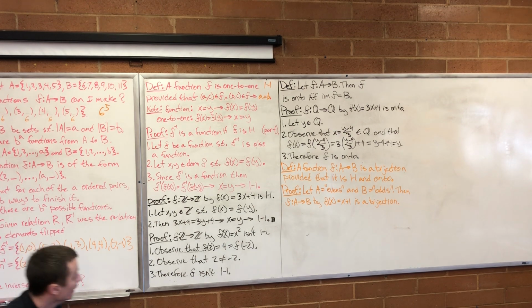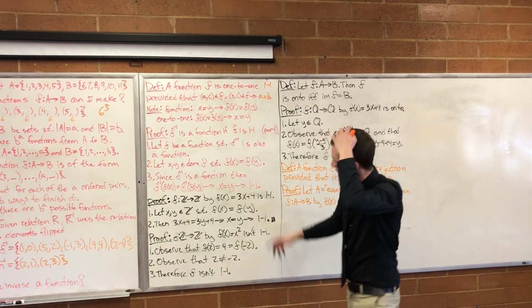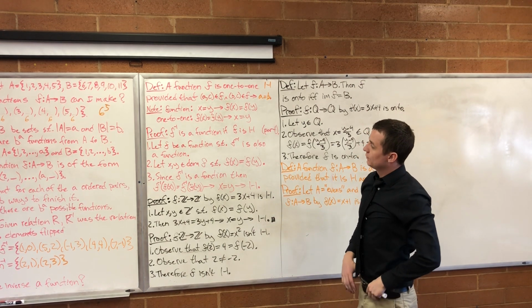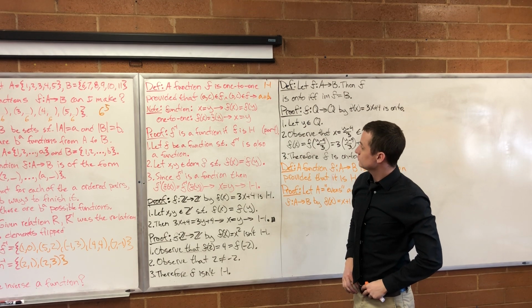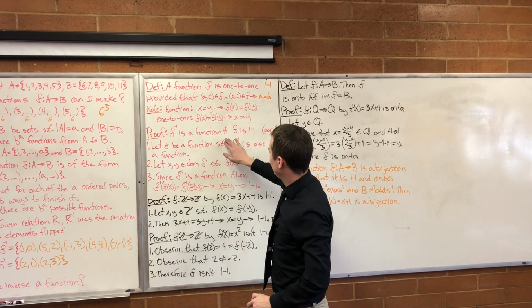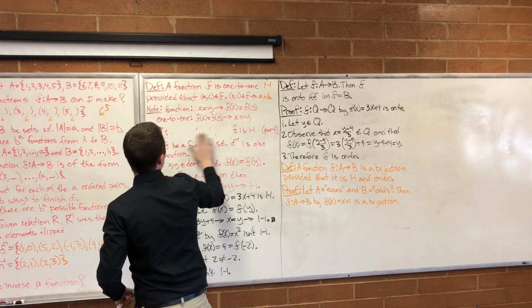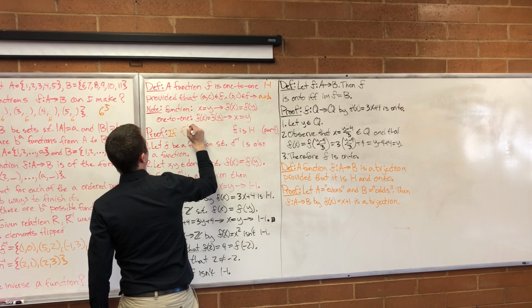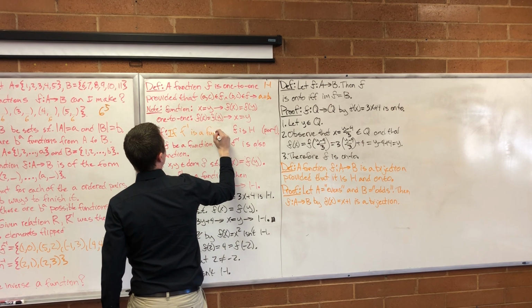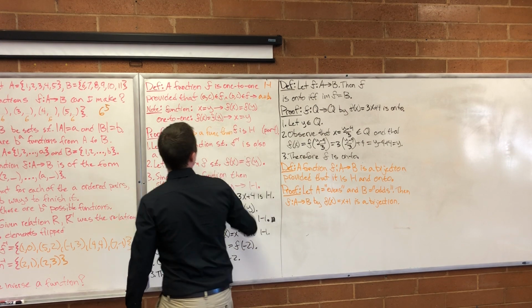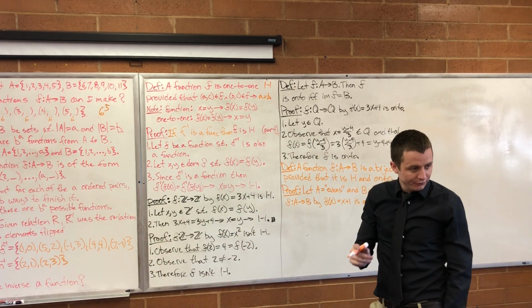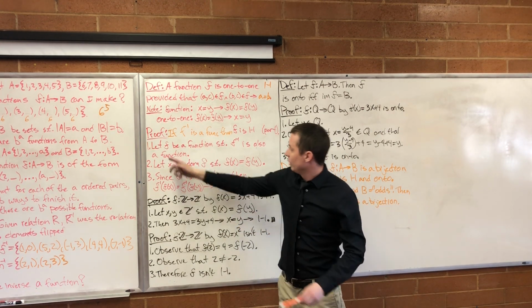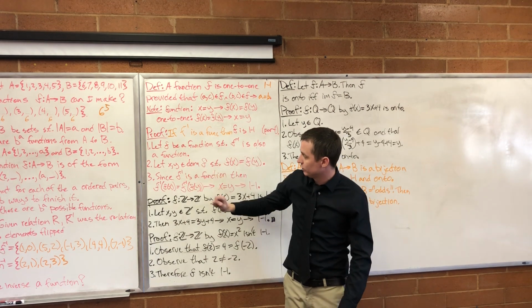Make sense? So now you've had some experience with it, let's come back and look at this one more time and make sure it makes sense. Here's what this one proves. If f inverse is a function, then f is one-to-one. So if f is a function such that its inverse is also a function, then the function is one-to-one. So let f be a function such that its inverse is also a function.